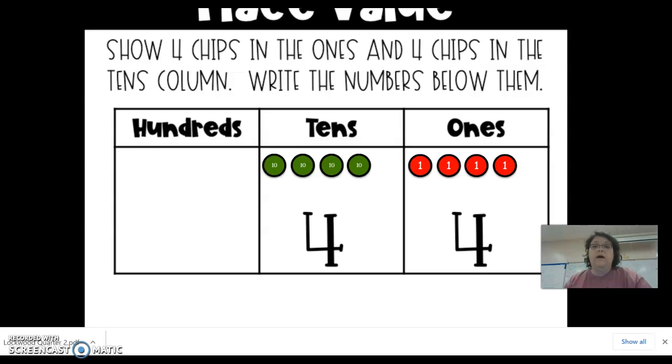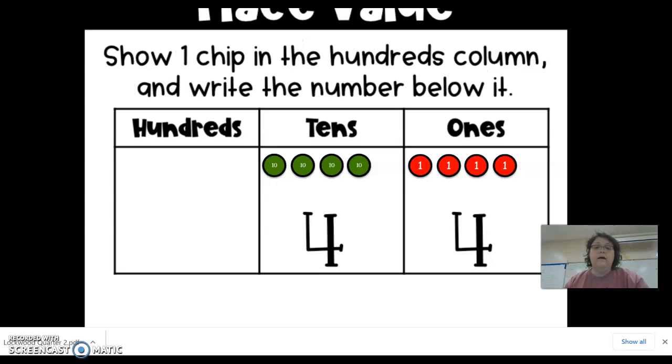Okay. Now we're going to draw this 44 or 4 tens 4. Please draw that, and you can push pause while you draw that, please. 4 tens 4. Okay. I want to put 1 chip in the hundreds column, and it will say 100, 4 tens, 4 ones, which is 144.